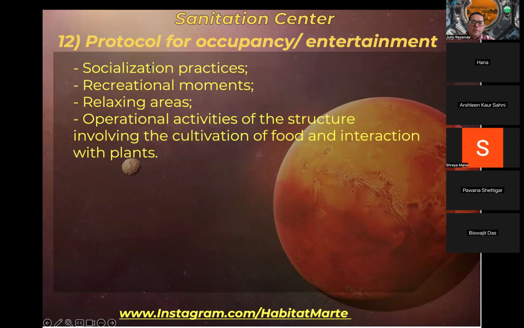In terms of protocol for occupancy and entertainment, we imagine socialization practice, recreation moments, relaxing areas, and operational activities of the infrastructure involving cultivation of food and interaction with plants.